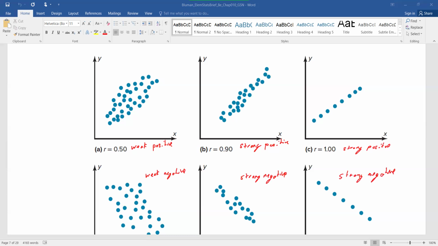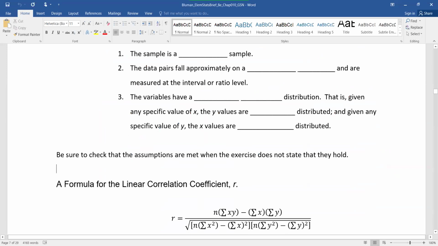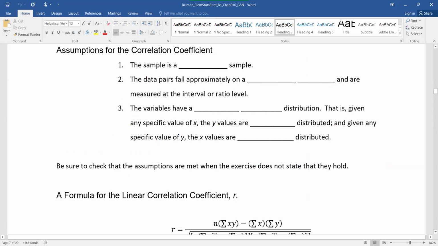All right, so let's fill in some more blanks. There is a breakdown on where you cut off the weak and strong. I assume we'll get to that point eventually. You like that formula? Yeah, I'm going to show you how to use the calculator though.